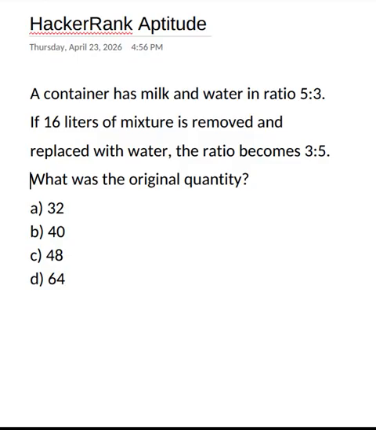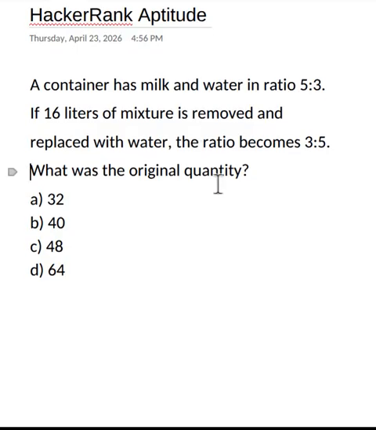Let's quickly read this question. This is from HackerRank Aptitude. A container has milk and water in ratio 5:3. If 16 liters of mixture is removed and replaced with water, the ratio becomes 6:5. What was the original quantity? 32, 40, 48 and 64. Let's do this and solve this one.